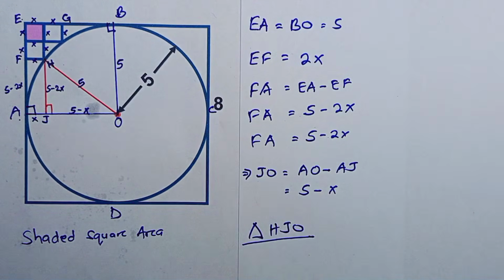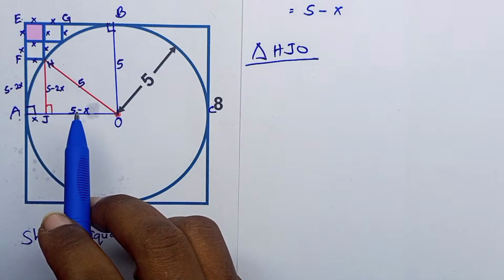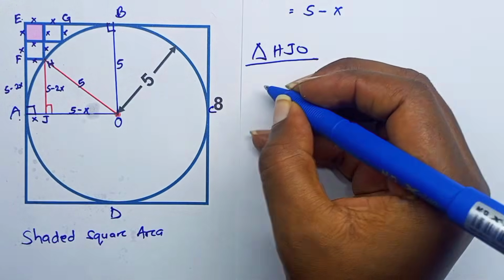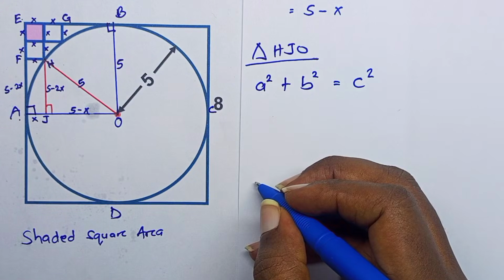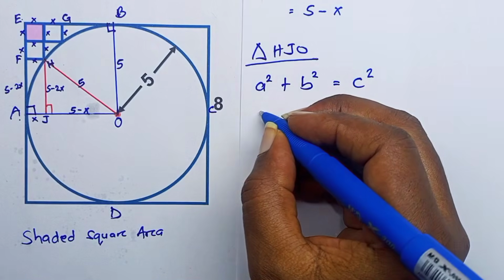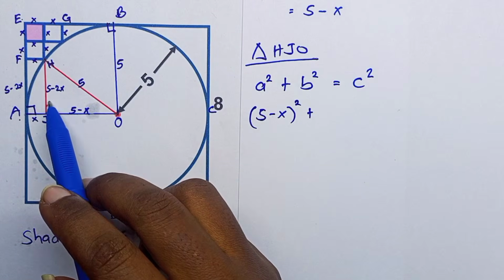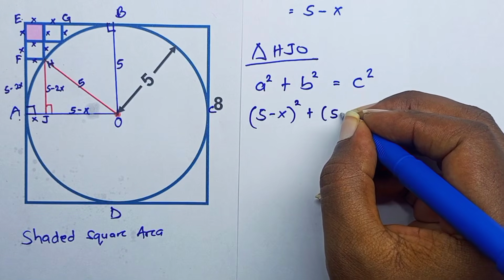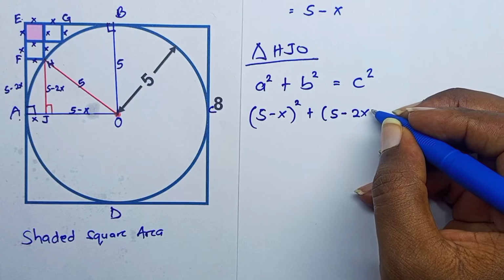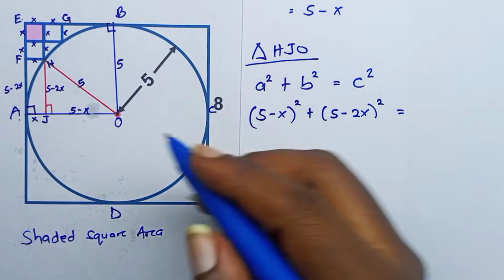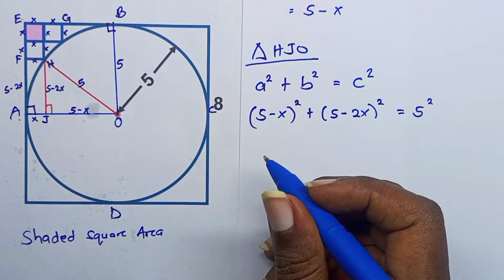Now focusing on this triangle HJO, as you can see it's a right triangle, therefore we can use Pythagoras theorem to solve. A squared plus B squared is equal to C squared. Our A is 5 minus x, squared, plus our B is 5 minus 2x, squared, and our C, the hypotenuse, is 5, so 5 squared.